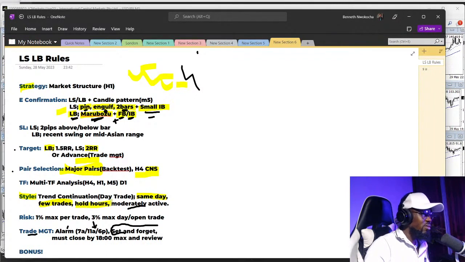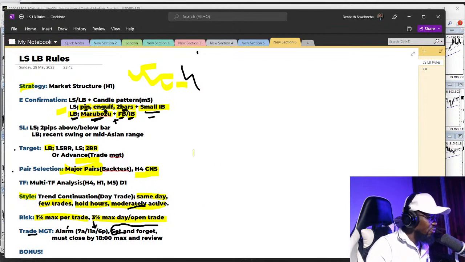All right, so hold for hours. And then you're moderately active because you're shuffling between time periods to check the trade, to manage the trade, and all of that. In terms of trade management, I'll teach that later. Your risk has to be 1% max on a trade. I use 0.5 most times. And don't take more than 3% max on your open trades. That's the rule for this strategy if you want to be profitable.